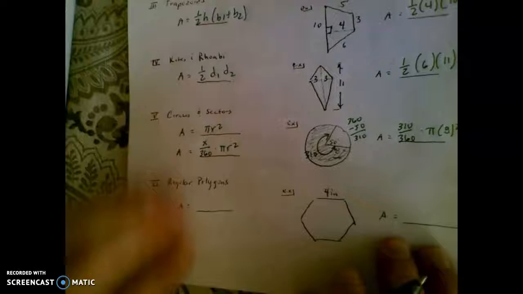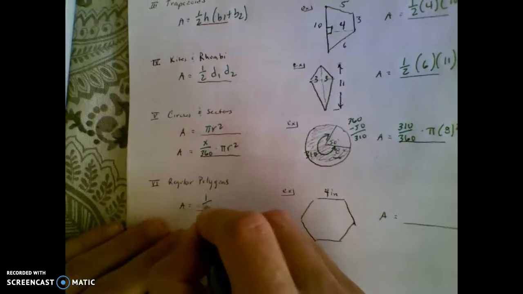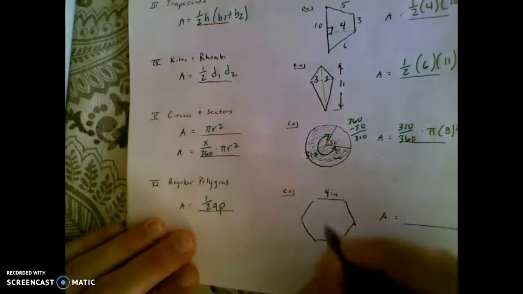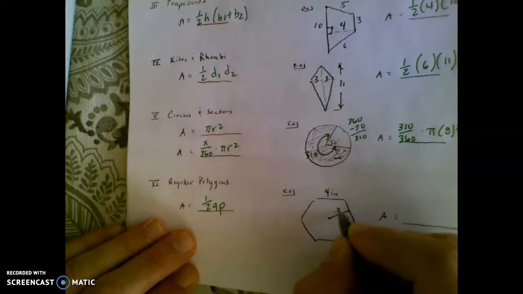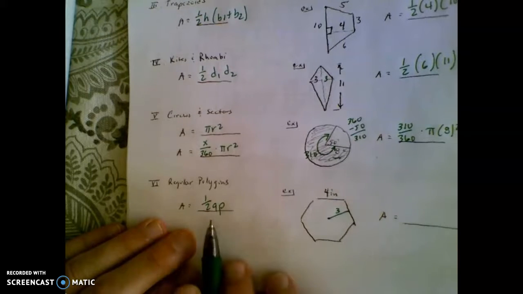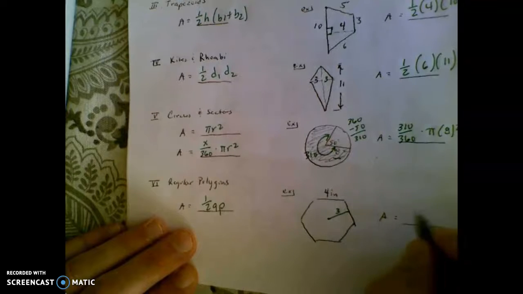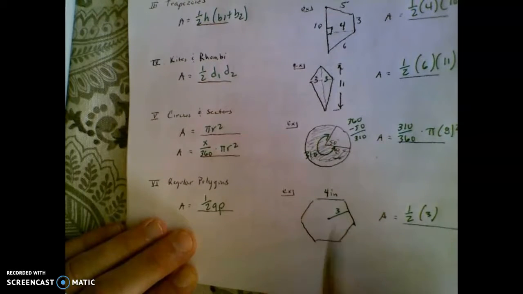Remember, for regular polygons, the formula is 1/2 AP. I'm always going to give you that apothem. I forgot to give it to you in this example, but let's make the apothem equal to 3. So now I have 1/2 AP. So that would be 1/2 times the apothem, which I just gave you, which is 3. That'll always be given to you.